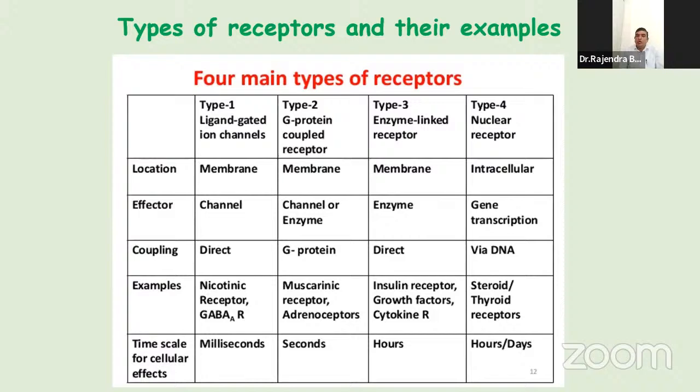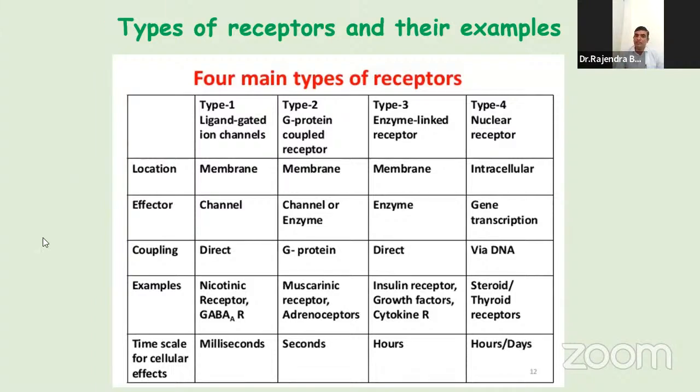Now next is the type 2 receptor, which is also called GPCR. This is a very important receptor; a question may be asked on which is an example of the GPCR. G protein coupled receptor is also called type 2 receptor, metabotropic receptor, or heptahelical receptor.